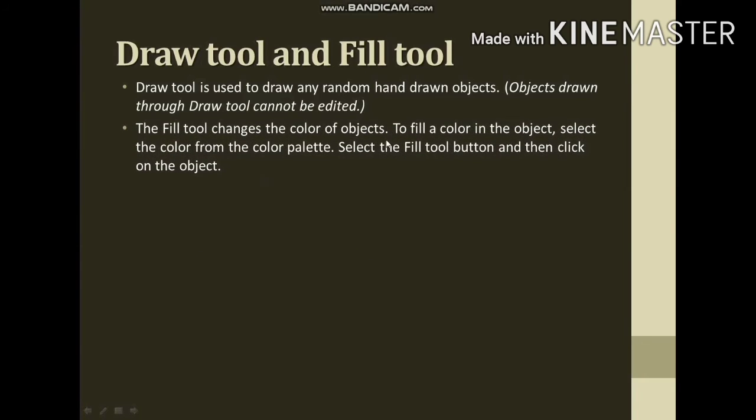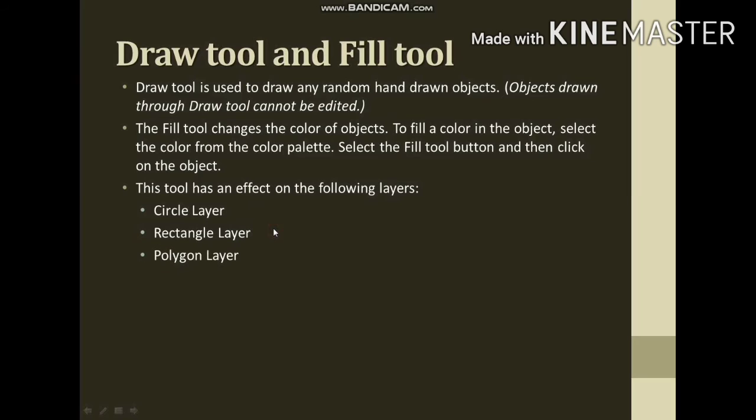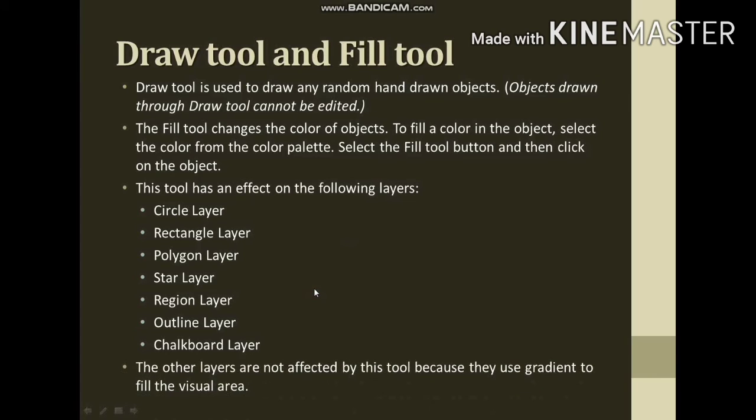The fill tool changes the color of an object, as we have seen. To fill the color of an object, select the color from the color palette, select the fill button and then click on the object. This tool has an effect on the following layers: circle layer, rectangle layer, polygon layer, star layer, region layer, outline layer and checkerboard layer. The fill tool will be effective only on these types of layers. The other layers are not affected by this tool because they use a gradient to fill the visual area.